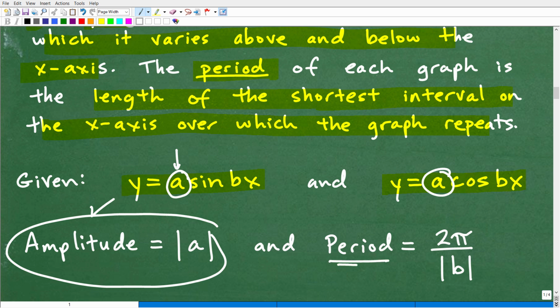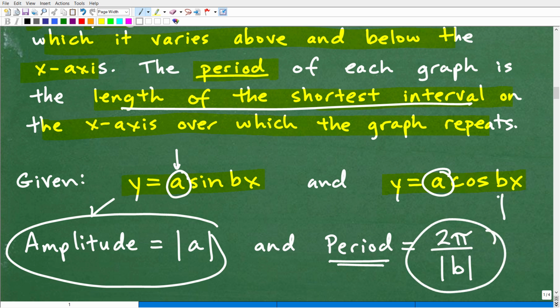And then the period is the length of the shortest interval. It's basically one wavelength, and that's going to be 2 pi over the absolute value of b, where b is the coefficient of the function, whatever's inside the function right here. Like if we had a 2x, it's that right there. So make sure you understand the location of these variables. Oftentimes students get confused about this, but that's the amplitude and that's the period. We're going to have to calculate each of these for this particular problem.